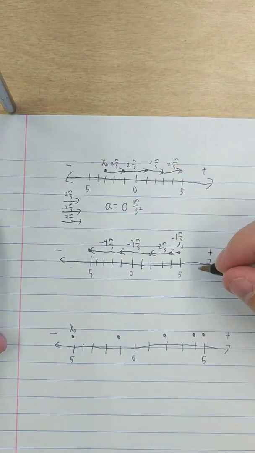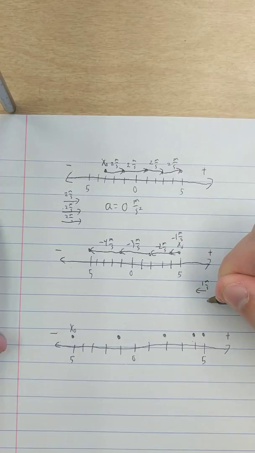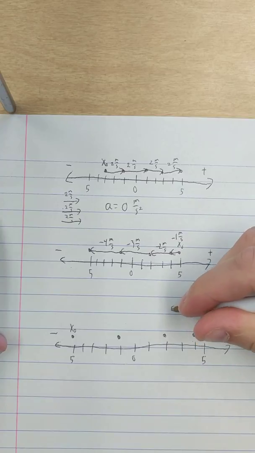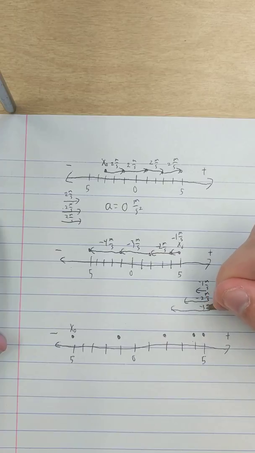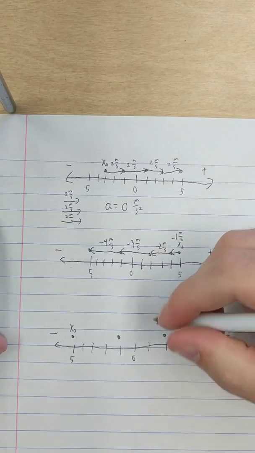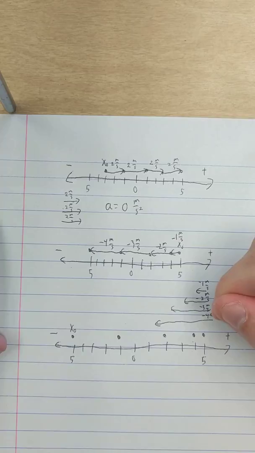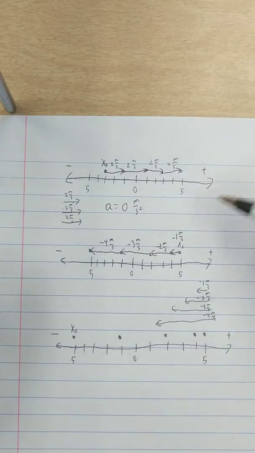Okay, so if I draw these again as arrows, I can figure out what the acceleration is. So my first one is my shortest arrow, 1 meter per second. Then I'm at -1 and -2 meters per second, -3 meters per second, -4 meters per second. So this is speeding up in the negative direction.